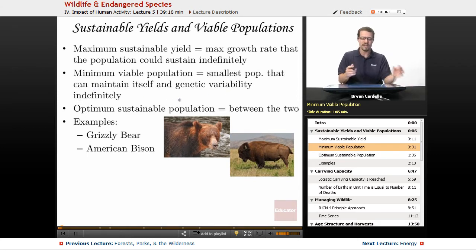indefinitely. So the minimum viable population is probably not going to be 2. If we were talking about bison or buffalo, having 2 individuals is probably not the minimum. You might think, well, but isn't it the minimum because those 2 can have babies and then from that point on it's good as long as we protect them? Well, keep in mind they're saying that it can maintain itself and genetic variability indefinitely.